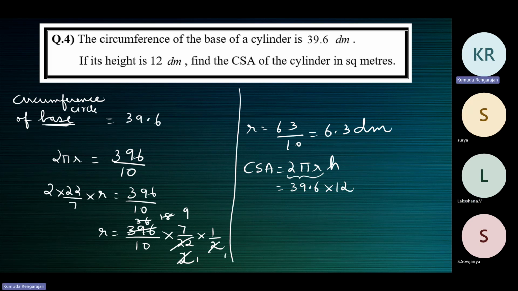Supposing we had to find the volume of the cylinder, then we have to find R. The volume formula is pi r square h, so we need the value of R, and in that case we have to work this. But here it is to find the CSA of the cylinder. The formula is 2 pi r h. So 2 pi r is given to us straight away, 39.6, into 12.